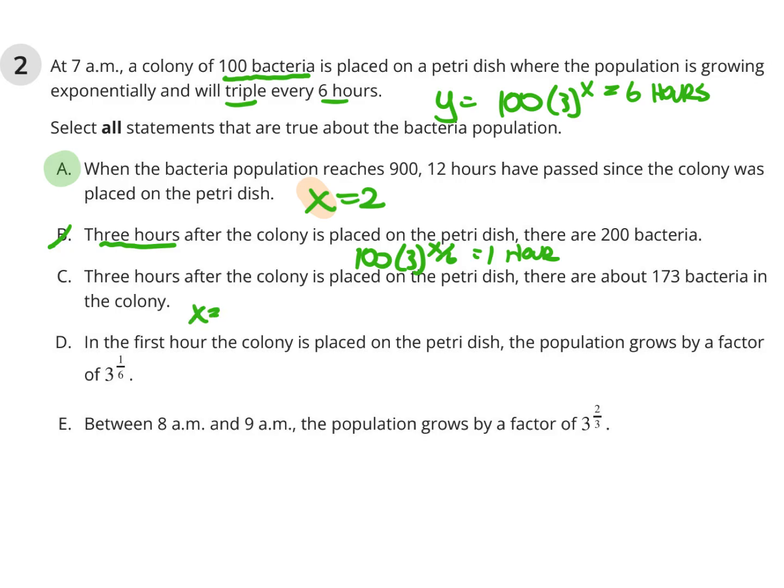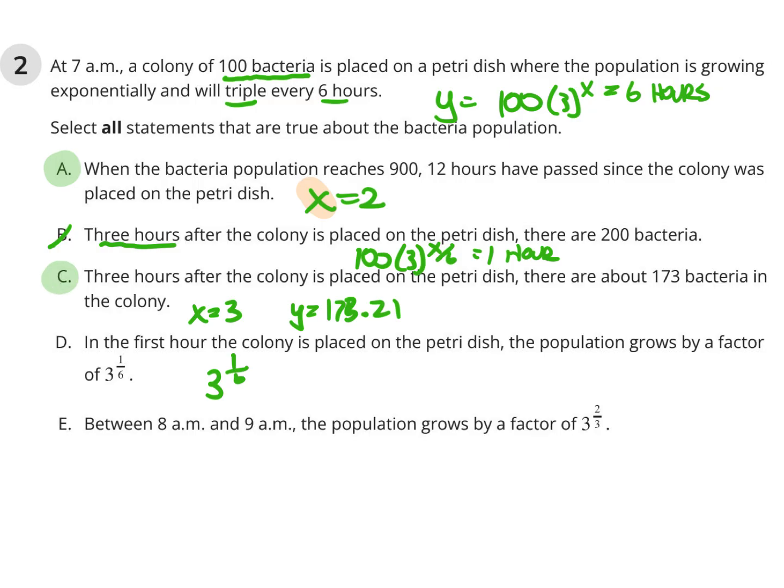C, 3 hours is 173. So when x is 3, so that's 3 hours from our start, y equals 173.21. So in the first colony, in the first hour, so yes, this is true. 3 to the 1 out of 6 hours. Yes, D is true.